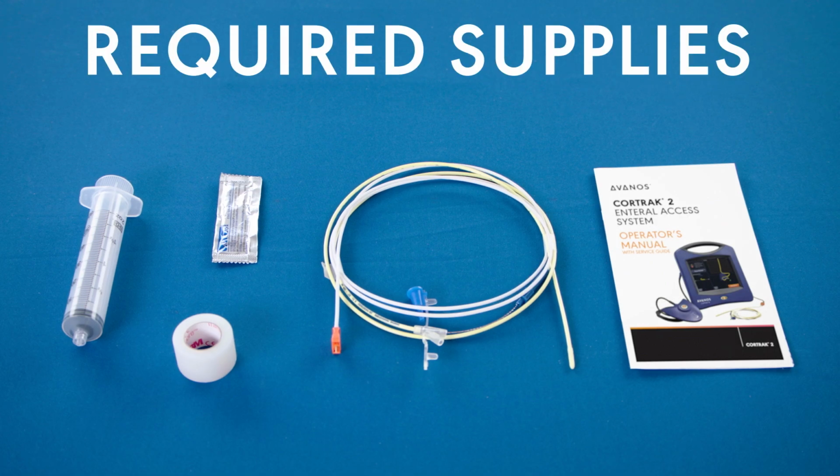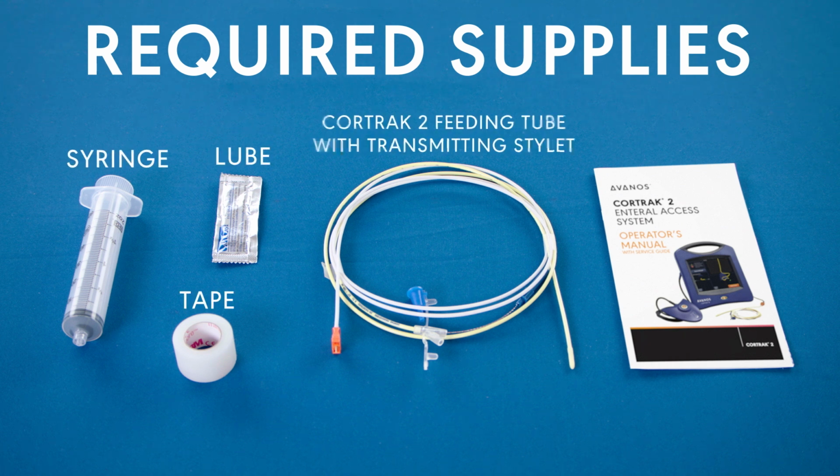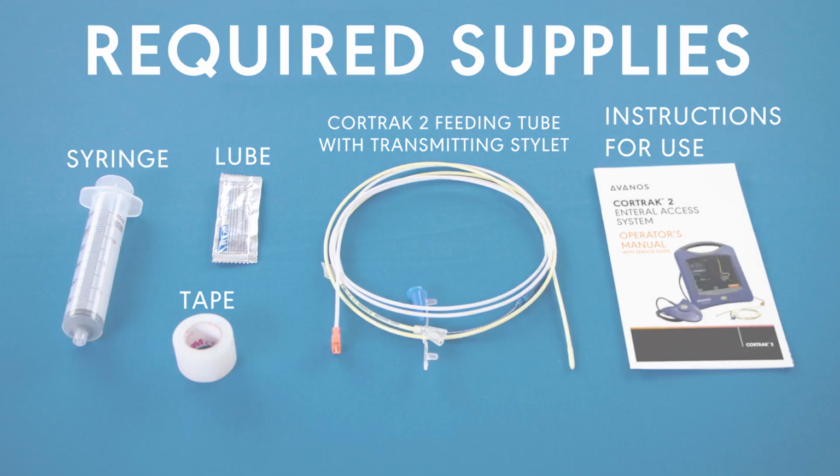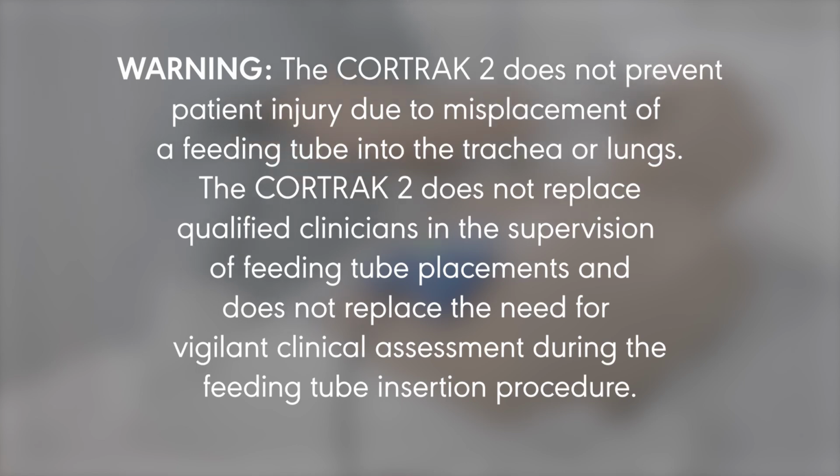Here are the required supplies for operating the CORTRAK 2 EAS: a syringe, lube, tape, the CORTRAK 2 NG-NI feeding tube with electromagnetic transmitting stylet, and the instructions for use. Warning: the CORTRAK 2 does not prevent patient injury due to misplacement of a feeding tube into the trachea or lungs. The CORTRAK 2 does not replace qualified clinicians in the supervision of feeding tube placements and does not replace the need for vigilant clinical assessment during the feeding tube insertion procedure.